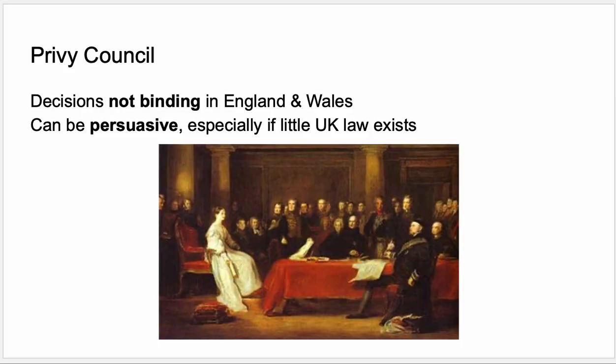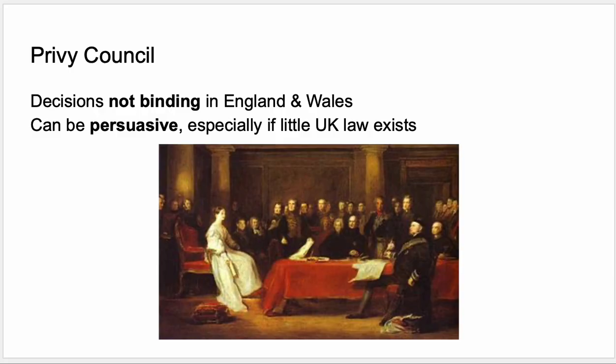So let's take a look at the Privy Council. The part of the Privy Council that we're most interested in is called the Judicial Committee. And it's basically a really, really senior court. It's made up of all the top judges, including some from our own Supreme Court as well. And these days it mostly hears appeals from Commonwealth countries and UK overseas territories.